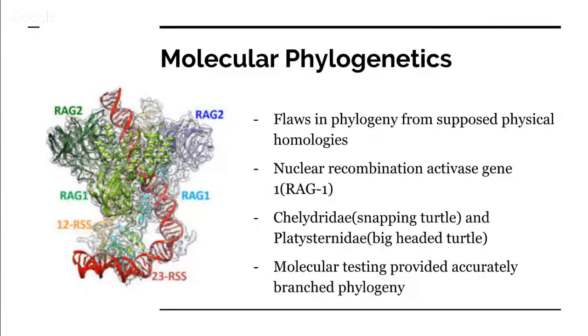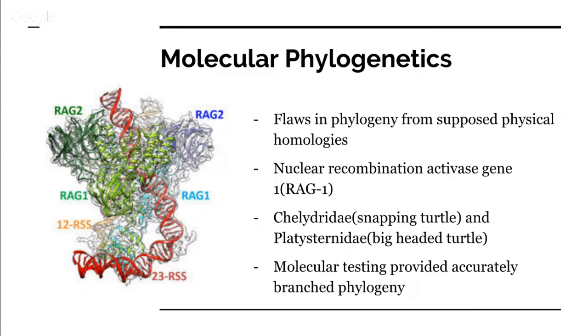So they were able to study RAG1 because it was pretty common and very specific to each species. And they were actually able to fix the phylogeny a bit. As you can see, the Chiluridae, the snapping turtle, and the Plastostyrinae, big-headed turtle, these two species were thought to be fairly close, but it actually turns out that they're pretty different according to molecular phylogenetics.